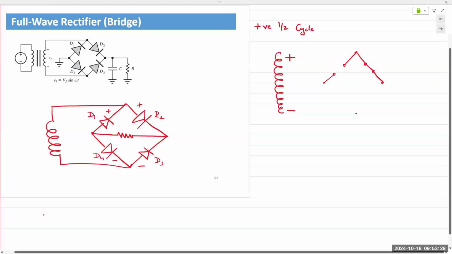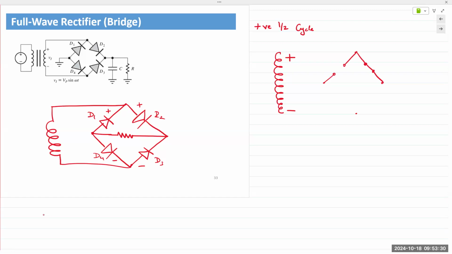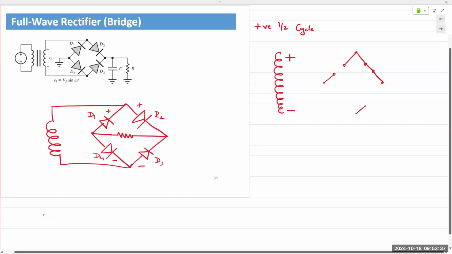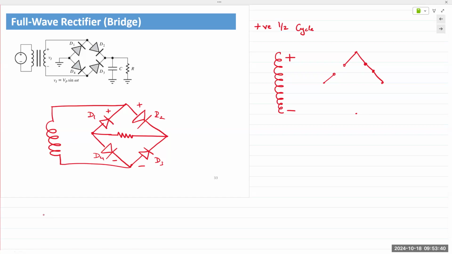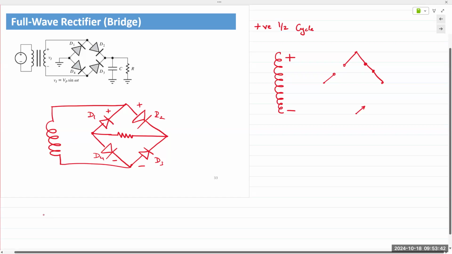How about D3? I heard off. Does everyone agree? Usually that would be the case in a bridge rectifier. The parallel diodes will be on and off at the same time. And then this will be on. And then you have a resistor, the load resistor in the center. And then finally, of course, let me make the input connections.